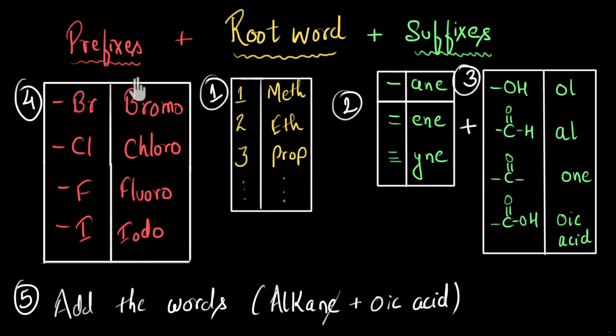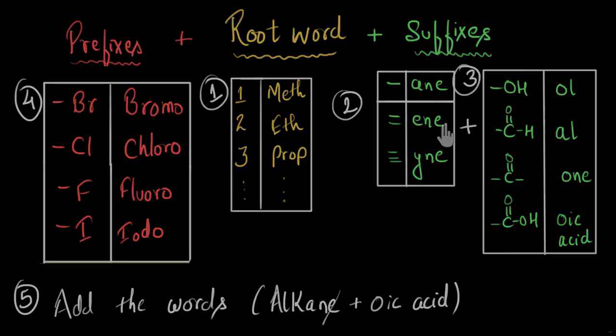See, prefixes and root word, they add simply. Root word and ane, ene, yne, they also add simply. But when you are adding these oxygen containing functional groups to the ane, ene, yne, then remember to remove the last E and then only add the suffix.